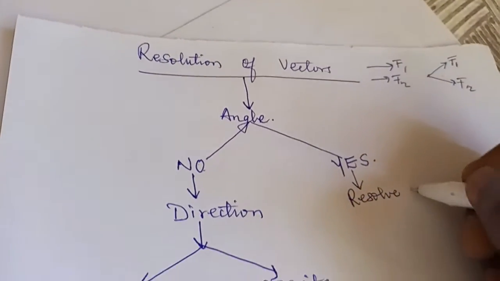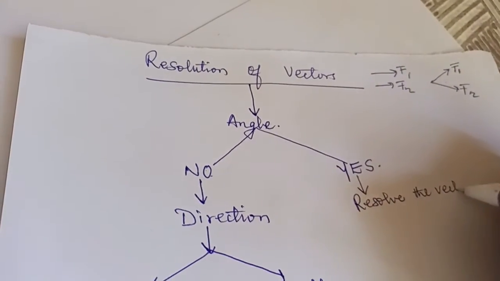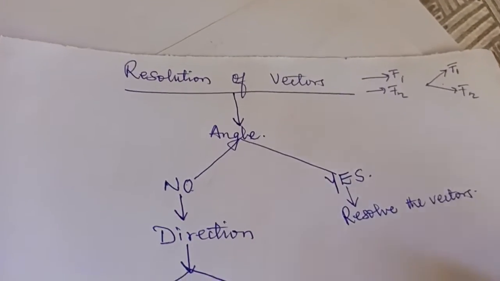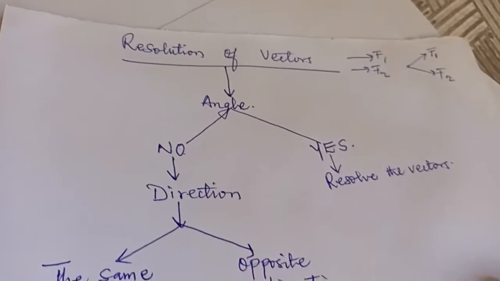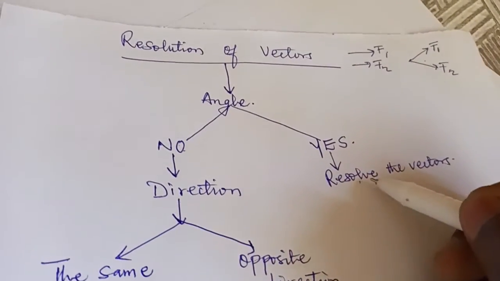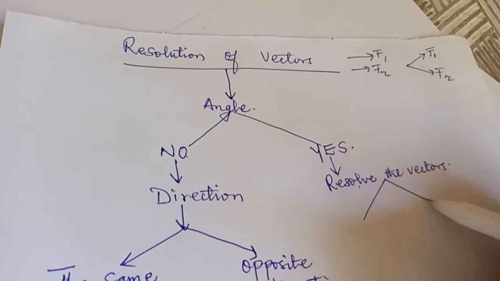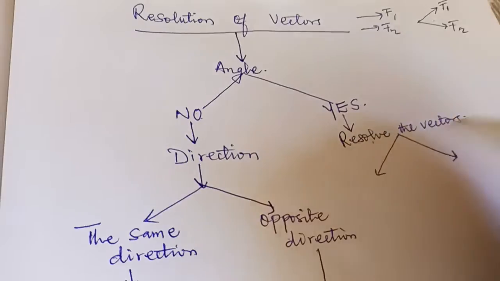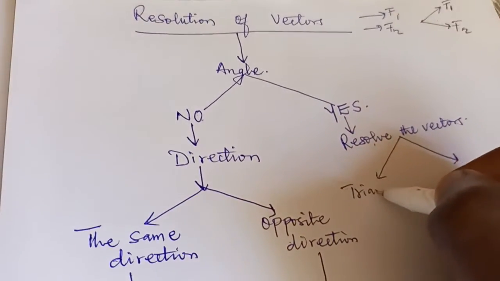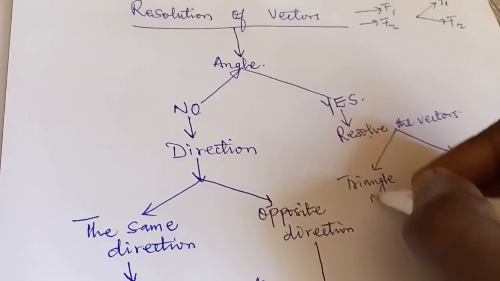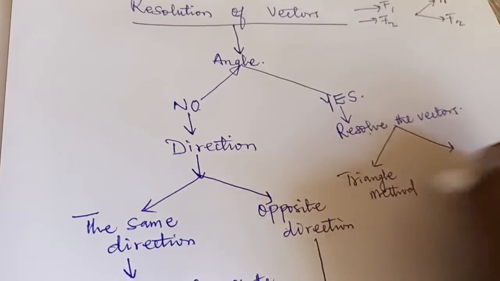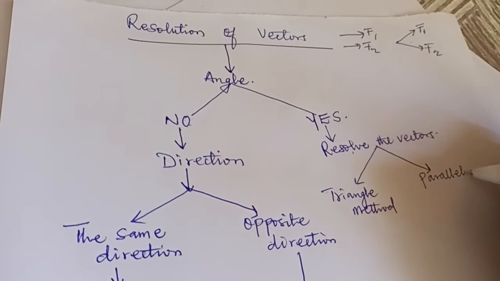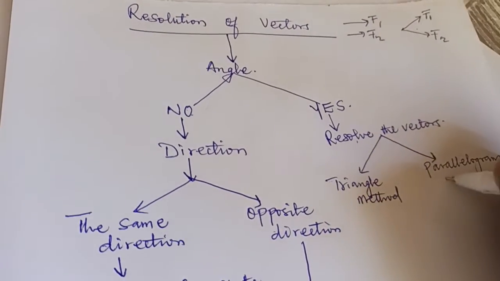You resolve the vectors. And by resolving the vectors, that means you will find the resolution of those vectors. And you can do that primarily using two ways. The first one, using the triangle method. And the second one is using the parallelogram law of vectors.